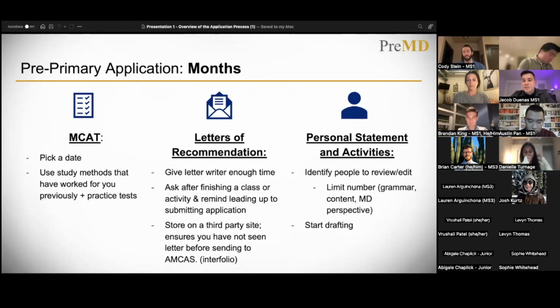And then for the personal statement and activities, it's a good idea to start jotting down big things that you want to talk about in your personal statement and the activities that you want to talk about. There is a limit to the activities, so it's good to narrow down what you think is going to allow you to show who you are best through your application. And so that's something you can get started on now.